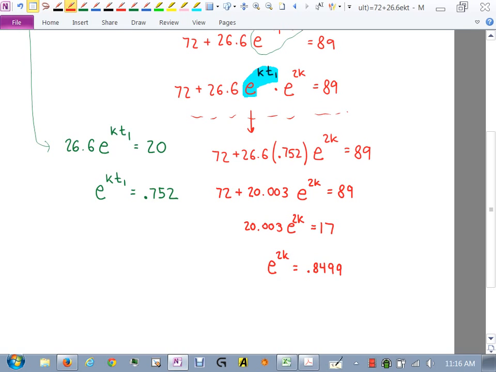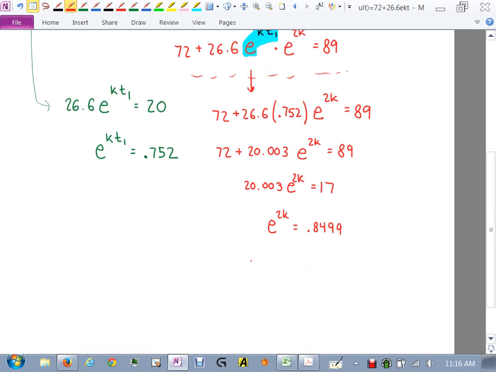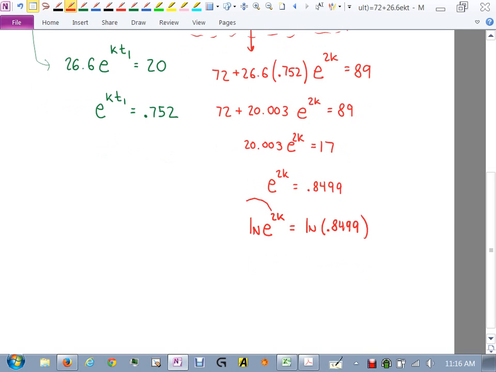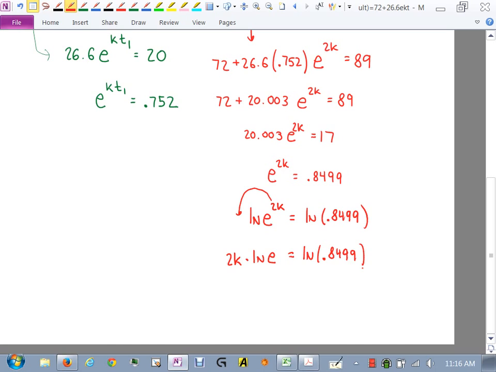Okay, how do you solve this now? We've isolated this exponent. Natural log on both sides, right? That way we can pop the 2k out in front. The natural log and the e? Yes, but don't forget you have to do it on both sides, right? Okay, so that will drop out now, and we'll get 2k times natural log e equals natural log 0.8499. All right?